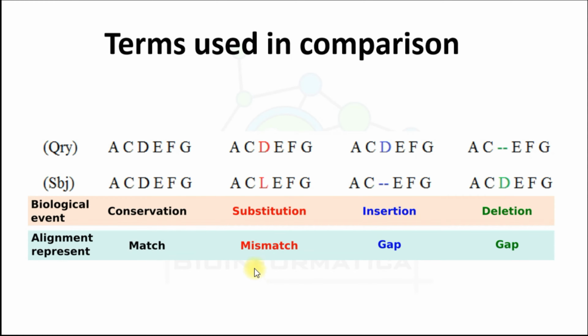Second term is mismatch. The letters which are aligned and are different in columns would be termed as mismatch. Here, for example, it is D and L. Biologically, it is termed as substitution, which refers to point mutation. Here, one among D or L is substituted at third place.